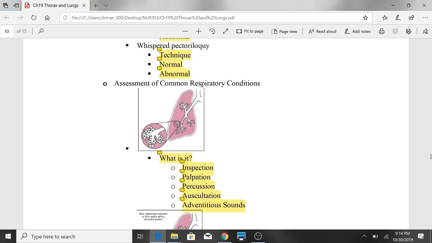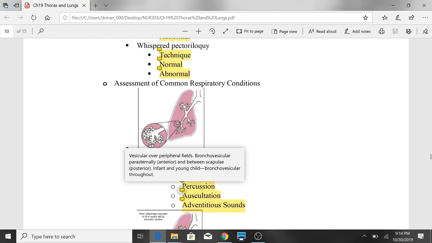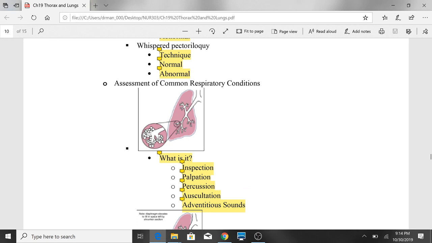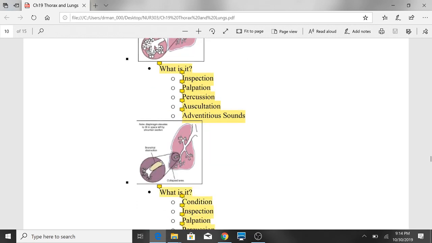What would it be if we percussed the normal lung? It would be resonant sounds. How about auscultating? Vesicular over peripheral fields, bronchovesicular parasternally and between the scapulae. In infants and young children, bronchovesicular throughout. And any adventitious sounds? No.